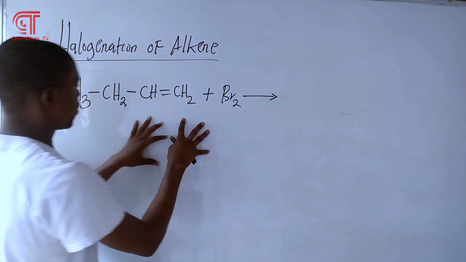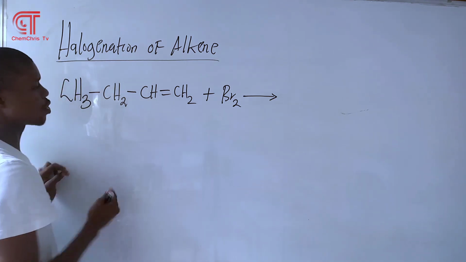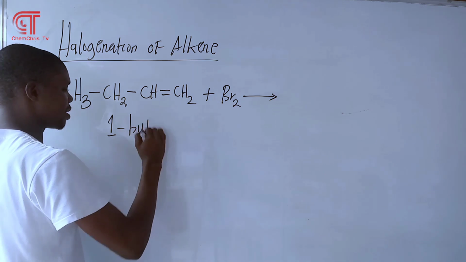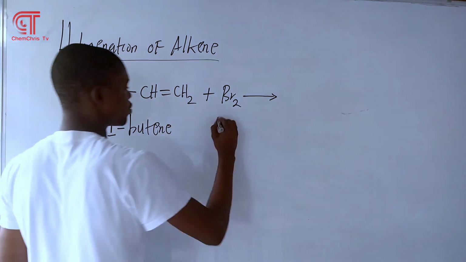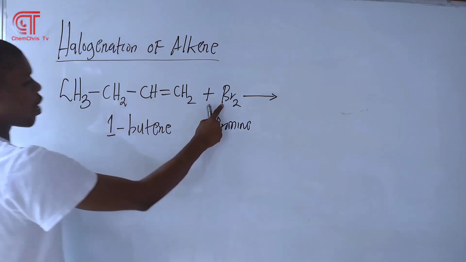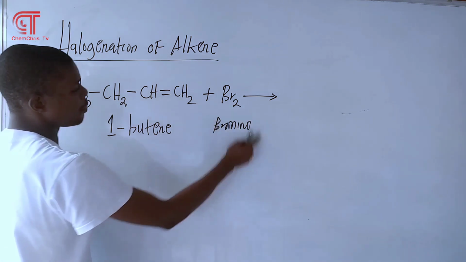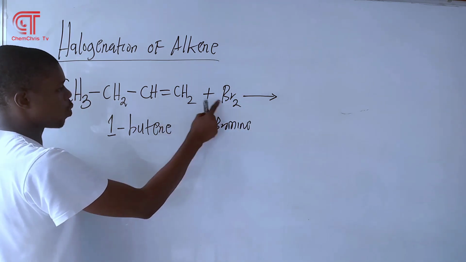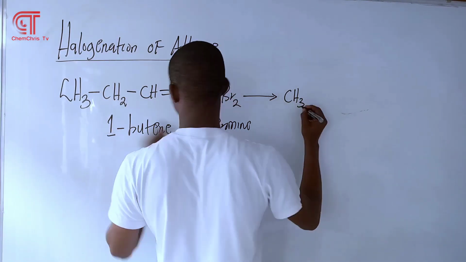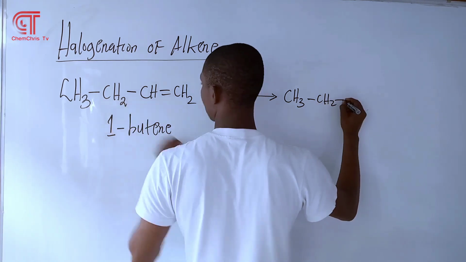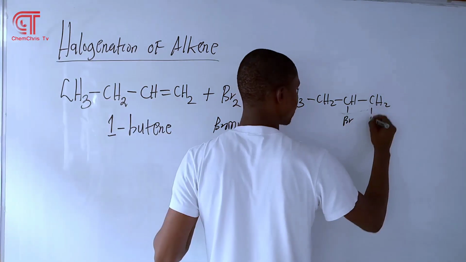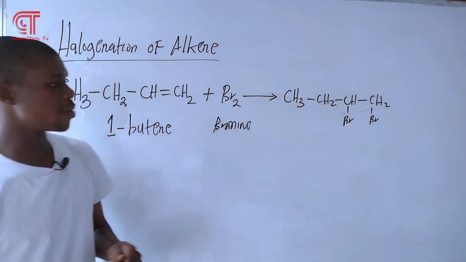Let's look at this one here. What is the name of this compound? It is called 1-butene, with carbons 1, 2, 3, 4. Here we have bromine. One of the bromine atoms will be added here, remember this is bromine gas, and one of the bromine atoms will be added here. So here I have CH3, here we have CH2, here we have CH single bond CH2, and here we have Br and Br.